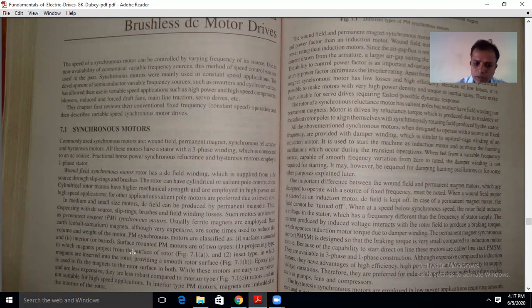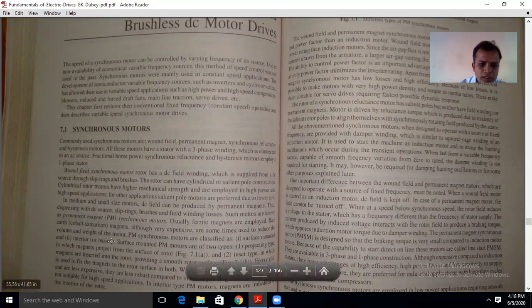So again, in the PMSM, there are two types. One is the surface mount PMSM, and the second is the interior PMSM. Surface mounted PM motors are again of two types. One is the projecting type, in which magnets project from the surface of the rotor, and the second is the inset type, in which the magnets are inserted into the rotor, providing a smooth rotor surface.